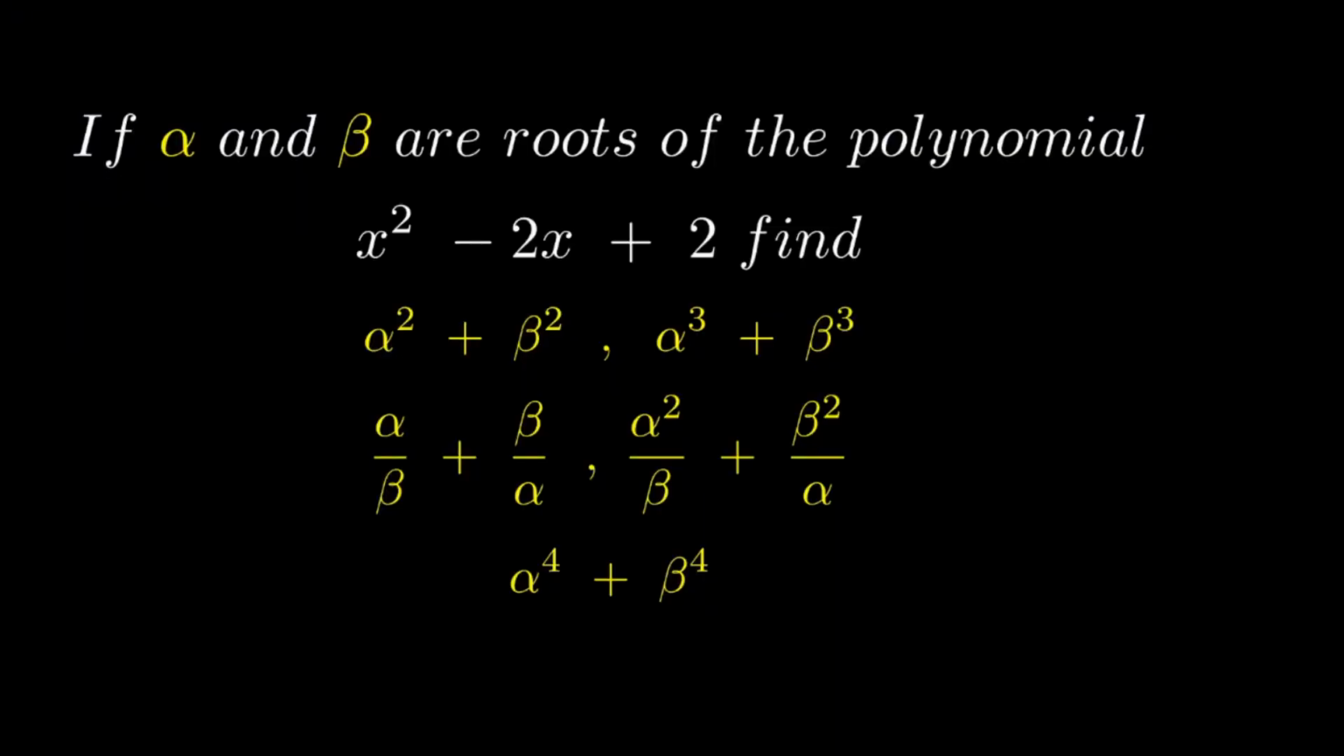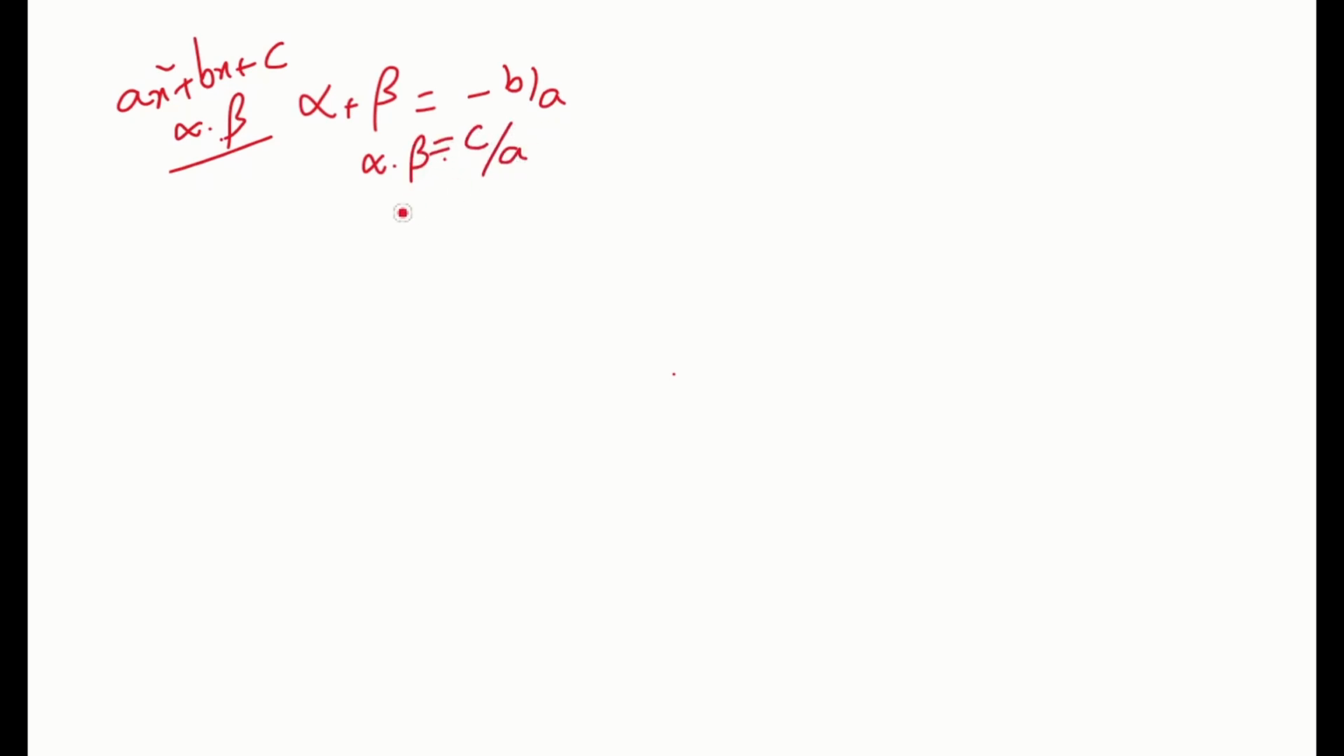So if alpha and beta are the roots of the polynomial x square minus 2x plus 2, let's find alpha square plus beta square and so on. So how do we approach this problem? We know that ax square plus bx plus c is a polynomial and alpha and beta are the roots of this polynomial. We know the sum of the roots, alpha plus beta, equals minus b by a, right? And in the same way, the product of the roots, alpha into beta, equals c by a, right? Knowing these two basic things, let's start approaching the problem.